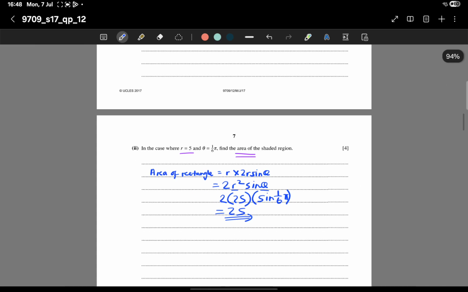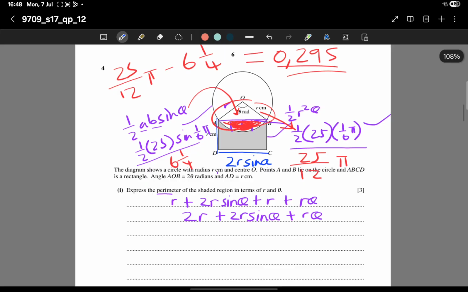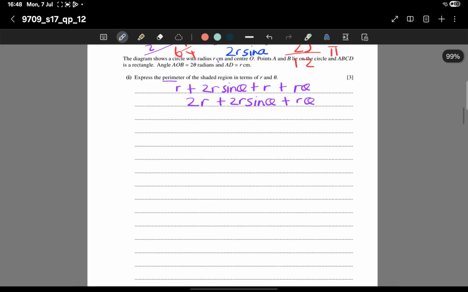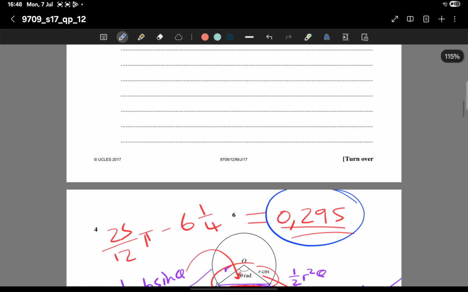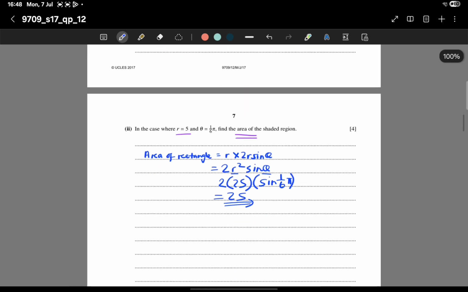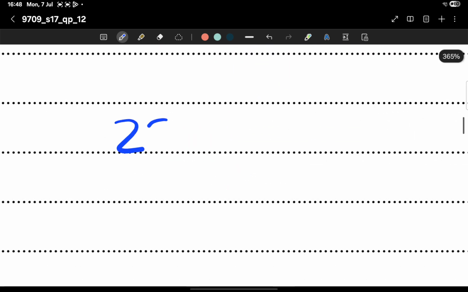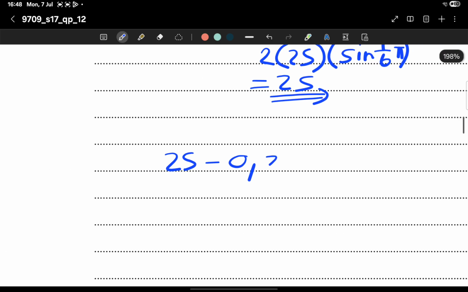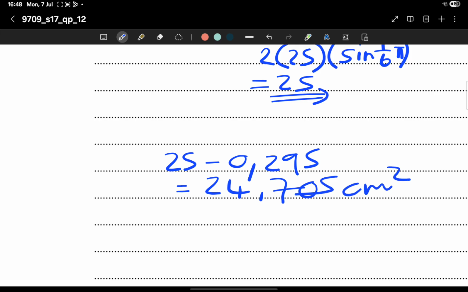So for us to get the area of the shaded region, now we're going to say 25 minus this value right here. So it's 25 minus 0.295, and that's 24.705 square centimeters.